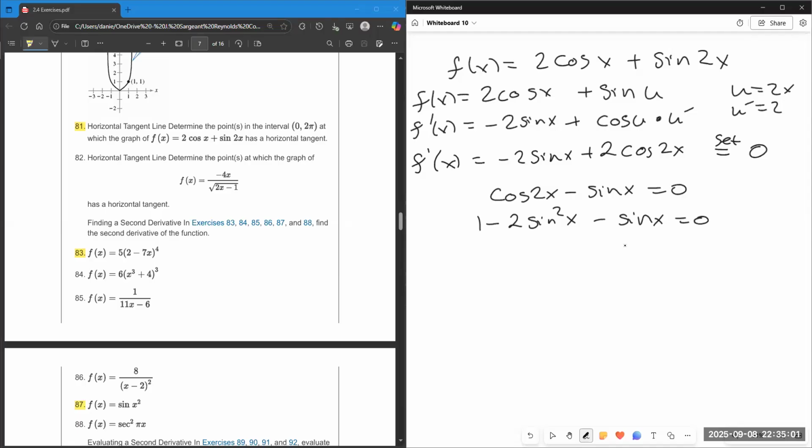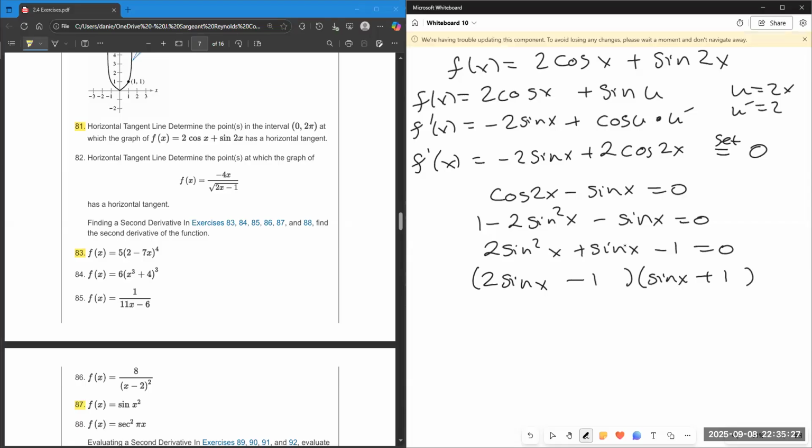Let's multiply through by negative 1: 2 sine squared x plus sine x minus 1 equals 0. So are there factors of negative 2 that add up to be 1? Absolutely. So 2 sine x, this is plus 1 minus 1, this is sine x. So 2 minus 1 is 1, that's 2 sine squared, and that's a negative 1.